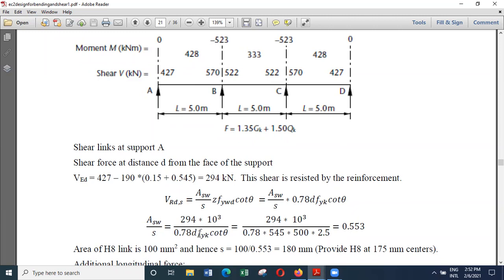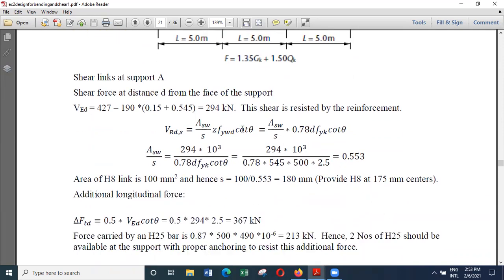And fyk is 500 divided by 1.15. So you get 0.78 d fyk cot theta. And here you can see cot theta is considered as 2.5 because theta is 22. So tan 22 is 0.4, so cot 22 is 2.5. So you substitute 2.5 here, and you can see the answer is 0.553. If you substitute 100 here, then 100 divided by 0.553 is the spacing. And here you get 180 millimeters spacing, which means we can provide reinforcement at 175 millimeter centers.